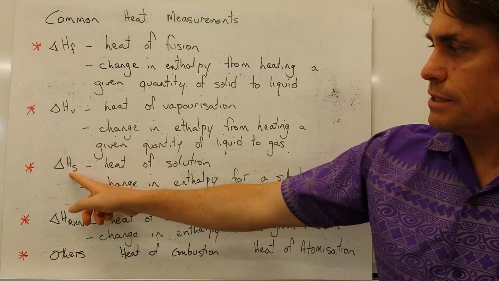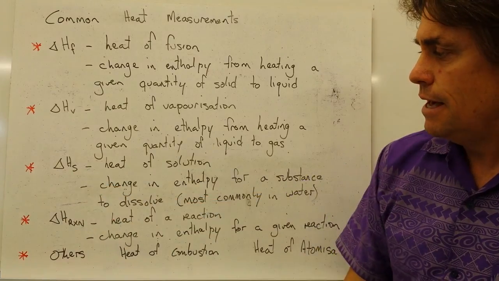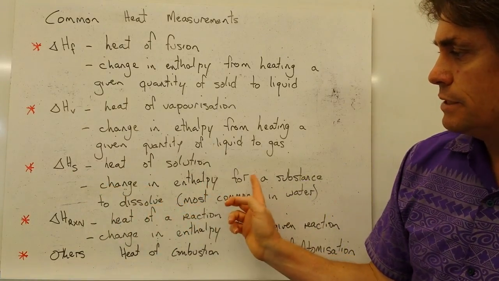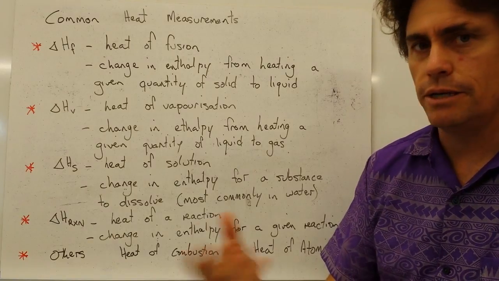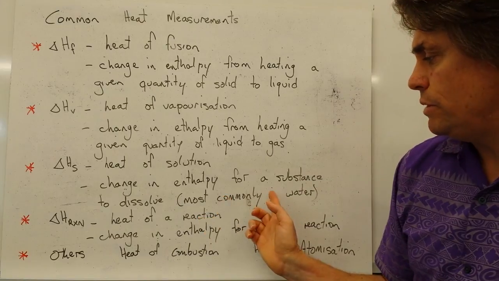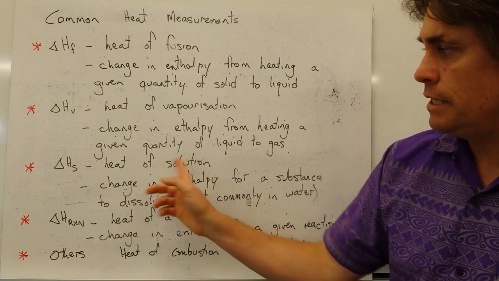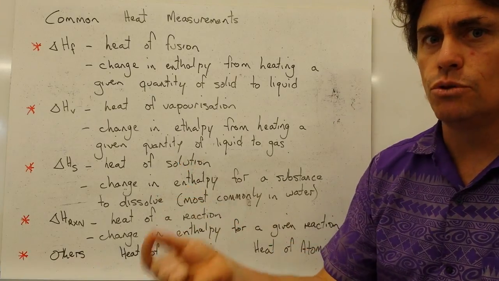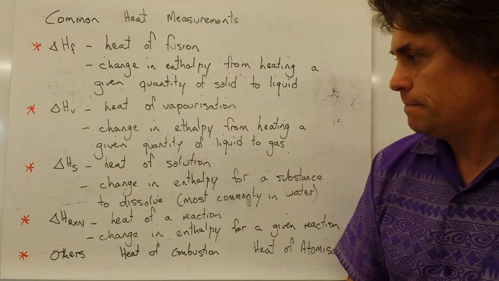Our next one is known as the heat of solution, and that's delta H with a subscript s. And this is the change in enthalpy for a substance when we dissolve it in a solution, into a solvent. Most commonly we use water, but we could use other solvents as well. So the heat of solution is the heat absorbed or given out when that substance dissolves in water.